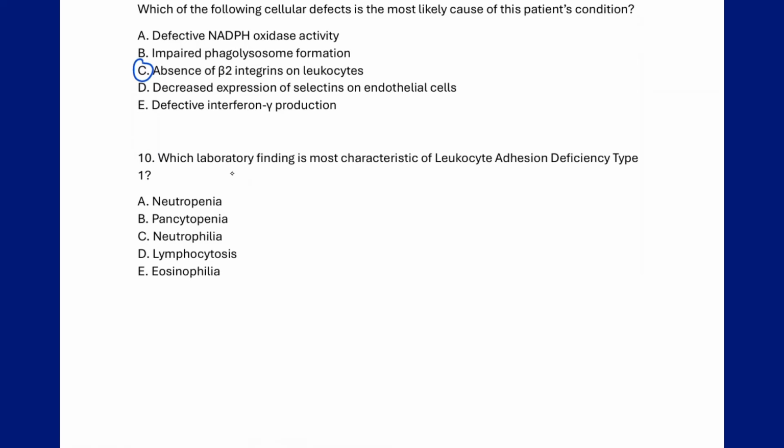And the last question there, which laboratory finding is most characteristic of leukocyte adhesion deficiency type 1? So like we mentioned, they're not going to have marginating pools of neutrophils. All their neutrophils are going to be circulating, and that will lead to neutrophilia.